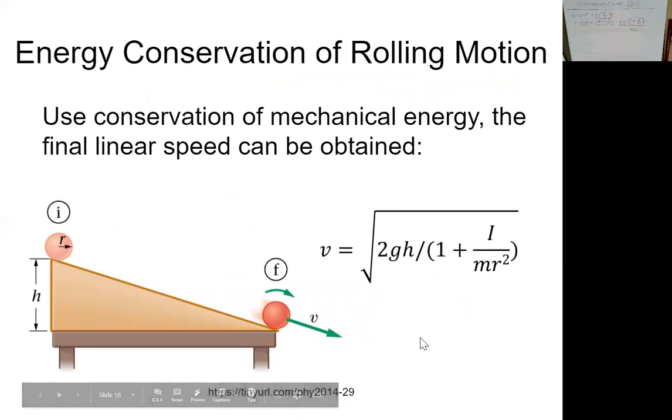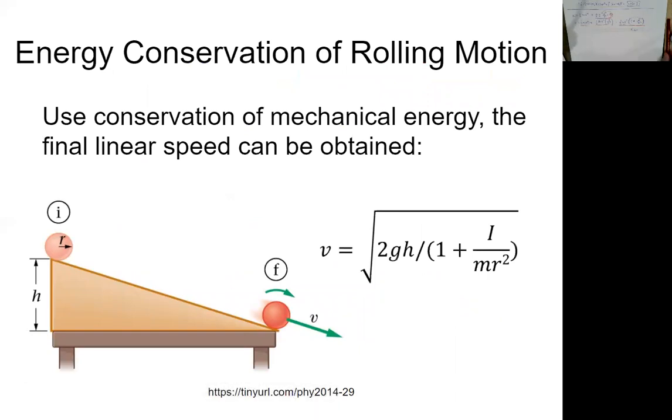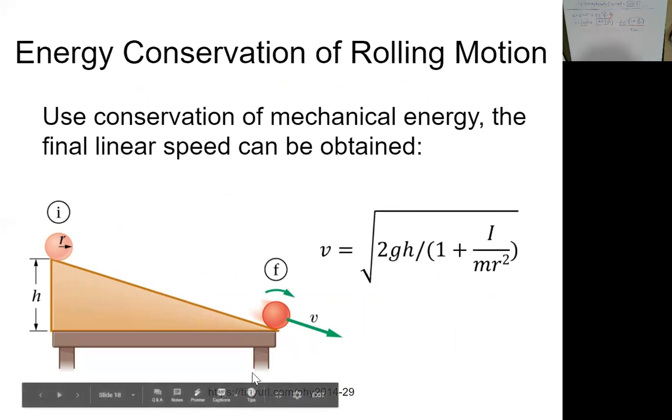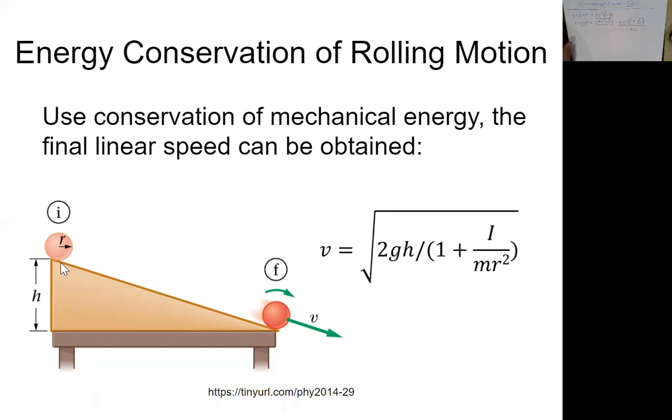So in that case, if you have an object that is rolling down a slope, for example a sphere, the friction between the sphere and the slope is static friction, right? Static friction does zero work because there's no relative motion, okay?